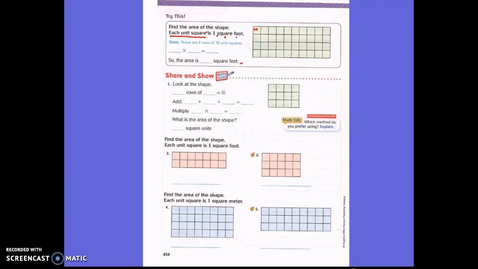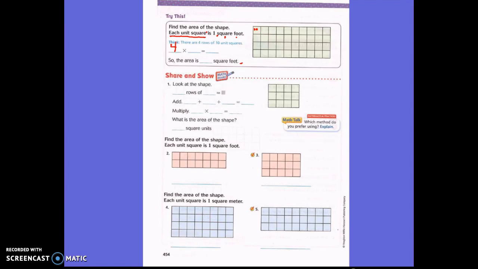Okay, now let's use multiplication to find this area. What's the first thing I'm going to do? Check the rows. How many rows are there? 4. Let's write that down then. Yeah, there's 4 rows.